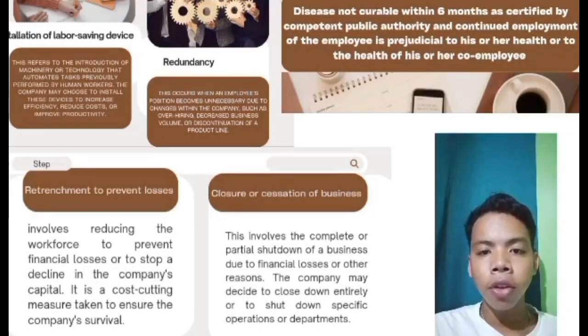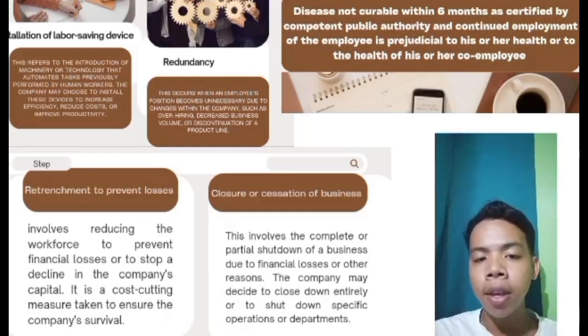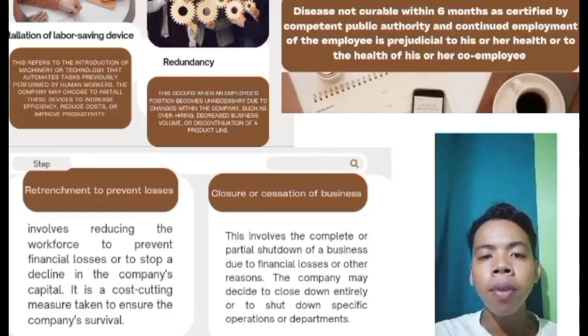Now, authorized causes for termination. First, installation of labor-saving devices. This refers to the introduction of machinery or technology that automates tasks previously performed by human workers. The company may choose to install these devices to increase efficiency, reduce costs, or improve productivity. Second, redundancy. This occurs when an employee's position becomes unnecessary due to changes within the company, such as overhiring, decreased business volume, or discontinuation of a product line.